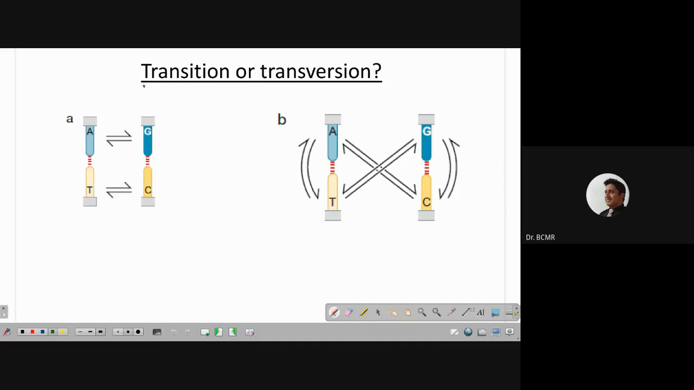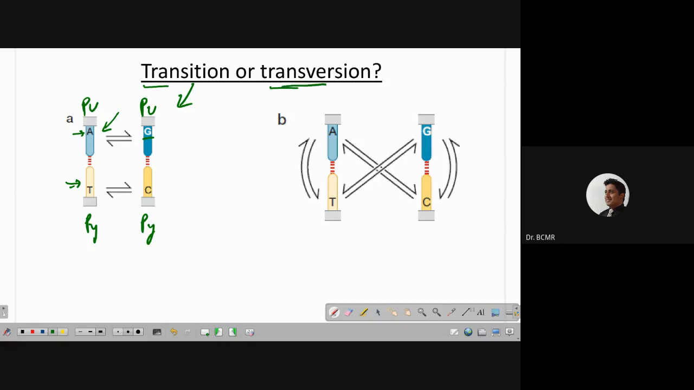One is called transition, and the other one is called transversion. Say here is an AT base pair, right? A and T base pair. If adenine is replaced with G, that is, a purine is replaced with a purine, then it is a transition. Or a pyrimidine is replaced with another pyrimidine like T to C or C to T, then they are called transitions. Transitions are a type of substitution. Substitution means we are not adding or deleting, we are replacing one base with another base.